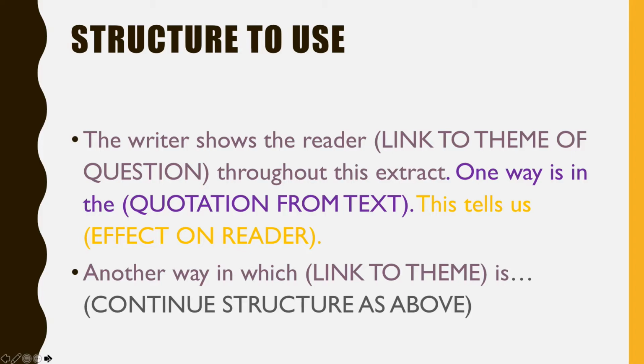Okay, so here, got a very straightforward structure to use. The writer shows the reader, link to theme of the question throughout this extract. So for this, it would be the writer shows the reader Ove's feelings of discomfort throughout this extract. One way is in the quotation, which tells us, and then effect on the reader. Another way is, and then link back to the theme, and then continue on that structure.